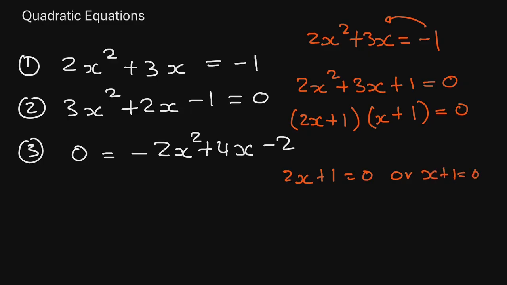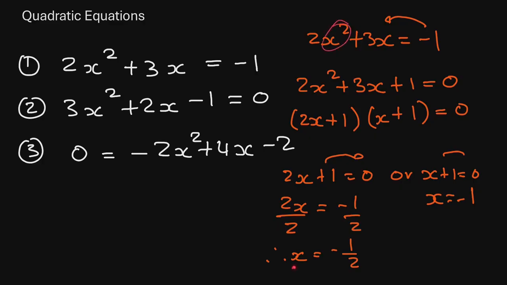And therefore, to solve for x, we just transpose this to the other side. So we have 2x equals negative 1. We divide both sides by 2, and therefore the value of x is negative 1 over 2. Or in this case, the value of x, when you move the 1, is going to be negative 1. So that is how you find the values of x in a quadratic equation. So you will know that if you have a quadratic with x squared, you will have 2 values of x. So now let us look at the second problem.